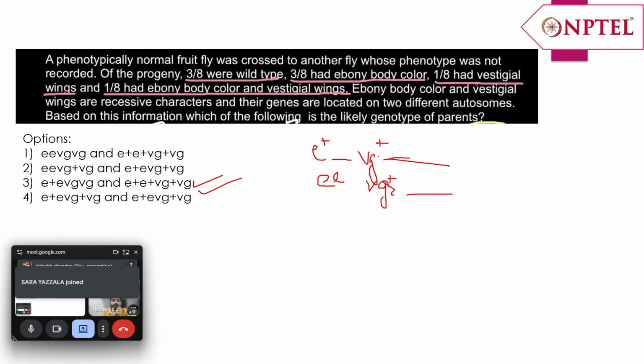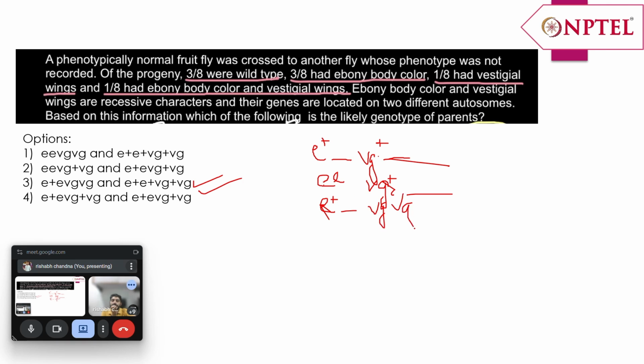Then the third one was vestigial wings, but the body color was wild type. So that would be E plus, E plus, and then it would have vestigial wings, so VG VG, because this is a recessive character. And the last one was ebony body color and vestigial wings, so both of them were small e and VG VG.